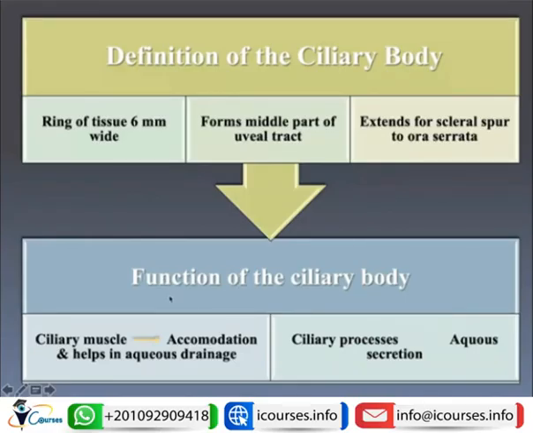We mentioned two main functions. The ciliary muscle will control the accommodation. By contraction of the ciliary muscle, this will lead to increasing the accommodation, and it also helps in aqueous drainage. Contraction of the ciliary muscle increases the pulling on the trabecular meshwork, opening the trabecular meshwork pores, leading to aqueous drainage. While the ciliary process acts as the source for aqueous secretion, specifically from the non-pigmented ciliary epithelium.